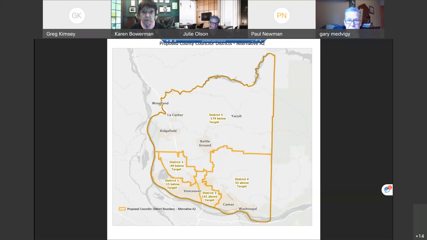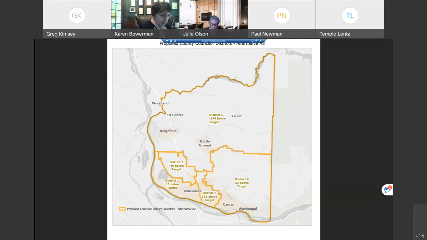And this was the map that was proposed by, that got two votes, correct, that was proposed by the Republicans on the redistricting committee? Yes. And that in public meetings, they said they were specifically drawing to be sure Councillor Bowerman was included in District 3. You don't need to say yes or no on that, Paul, it's in the public record, so it's okay.